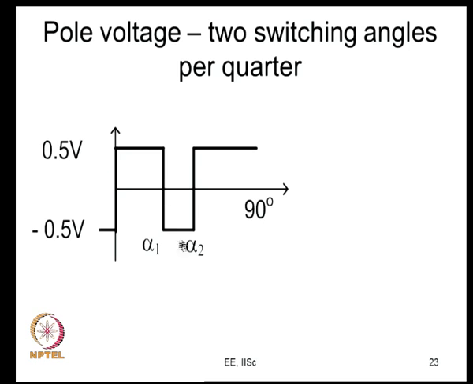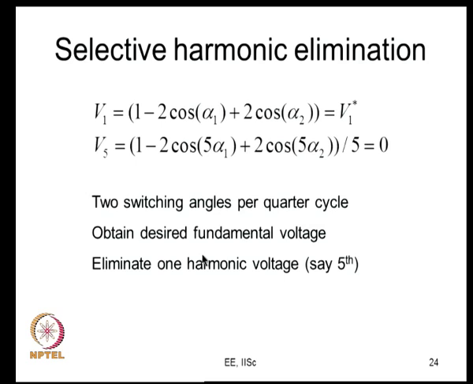For the elimination of harmonic voltages we had considered the simplest case where we have 2 switching angles per quarter. So, you have 2 independent variables. With only one independent variable you can control only the fundamental voltage. With 2 angles you can control one fundamental voltage and one other harmonic voltage, which means you could possibly eliminate that harmonic voltage, make it equal to 0, right.